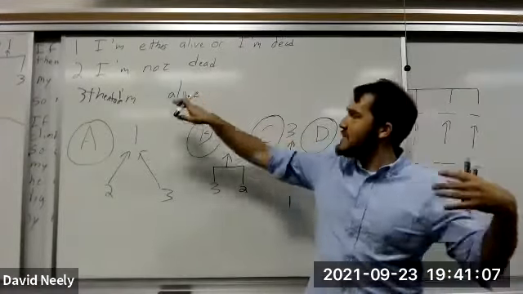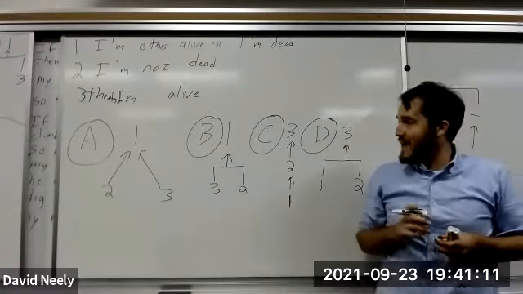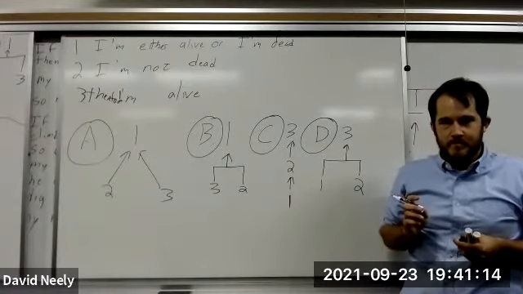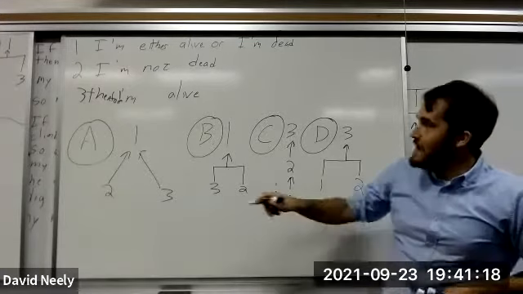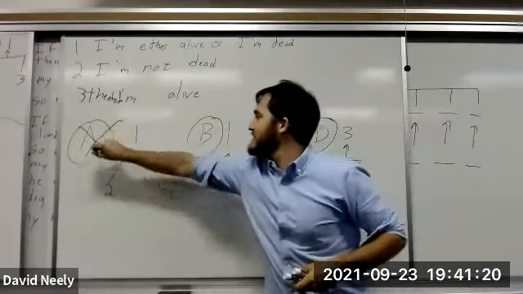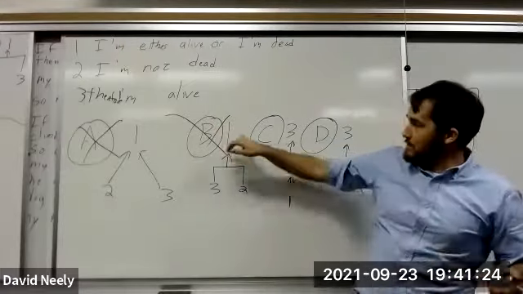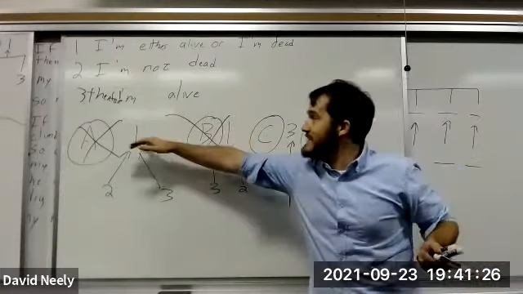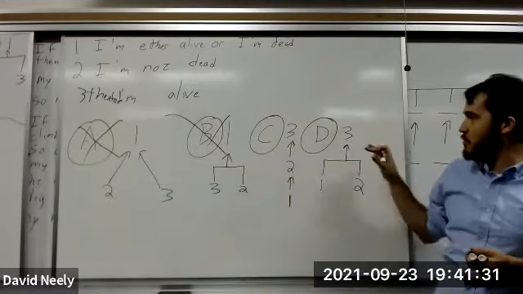So in this case, if 3 is the conclusion, which of these 2 statements do we know it can't be? A and B. It can't be A and B. Why? Because at the top of A and B is 1. That's where the arrow's going. And 1 is not the conclusion. 3 is the conclusion, which means it has to be either C or D.